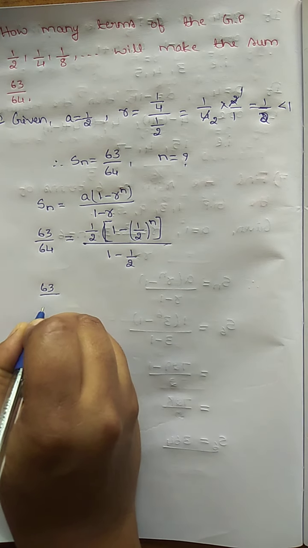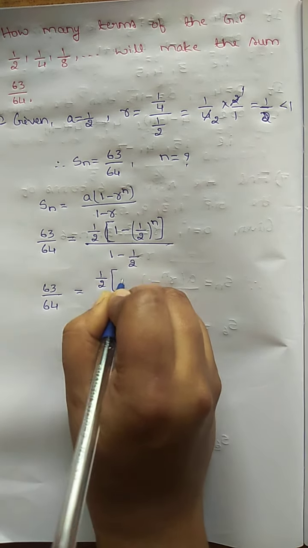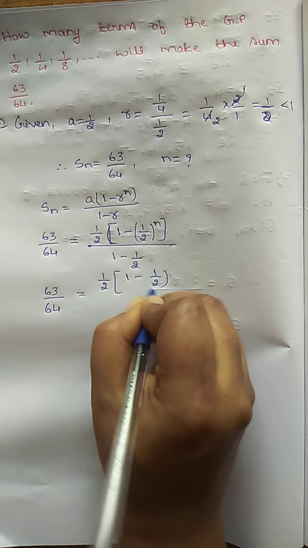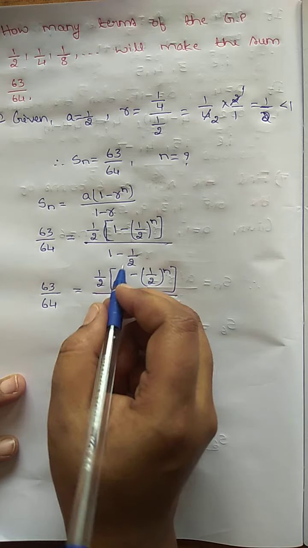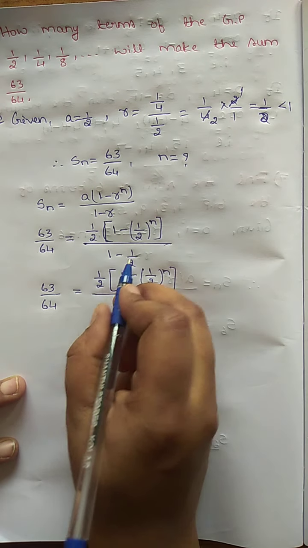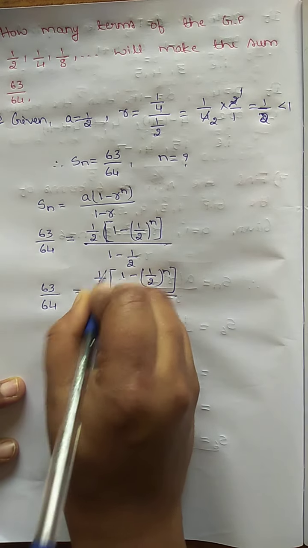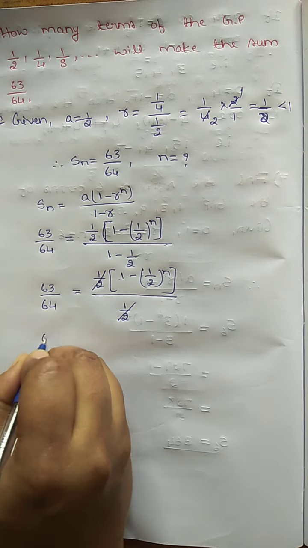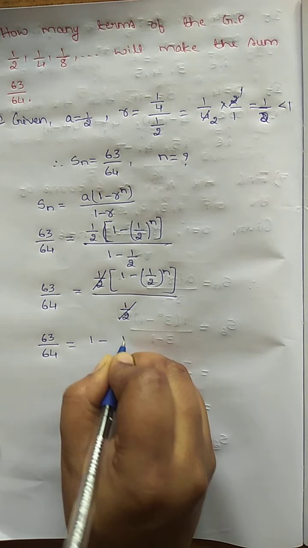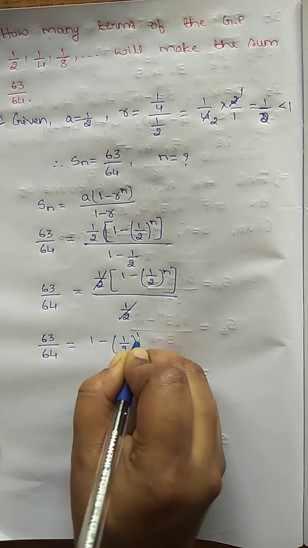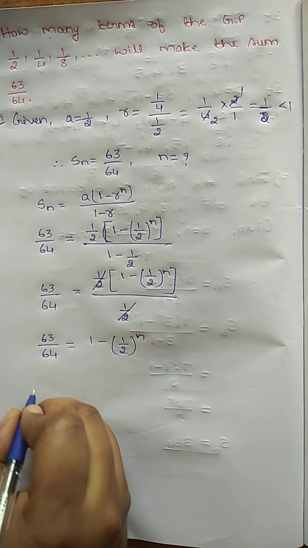63 divided by 64 equal to 1 by 2 into 1 minus 1 by 2 whole power n divided by, LCM is 2. Okay, 1 minus 1 by 2 is 1 by 2 only. Okay, 1 by 2 gets cancelled. 63 by 64 equal to 1 minus 1 by 2 whole power n. Okay, this term becomes positive.